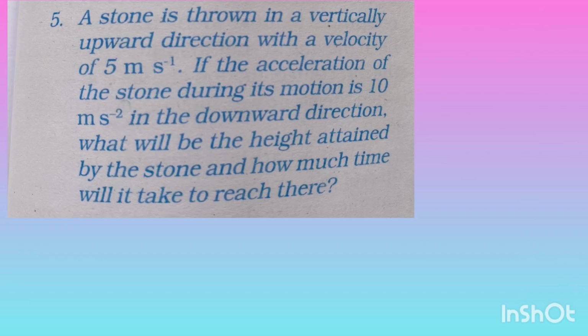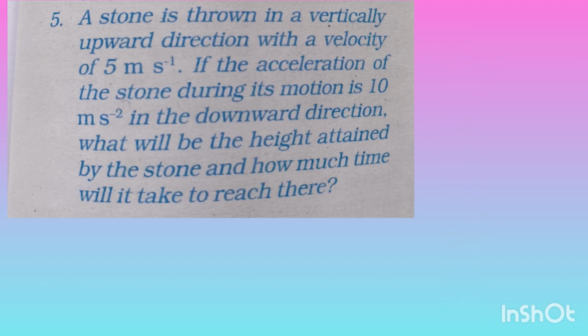Next question. A stone is thrown in vertically upward direction with a velocity of 5 meter per second. So initial velocity is 5 meter per second. If the acceleration of stone during the motion is 10 meter per second square in the downward direction. Now in this case acceleration is minus 10 meter per second square. Why minus 10 meter per second square? Because when we throw anything in upward direction, its velocity goes on decreasing. At highest point its velocity becomes 0 and then the object starts coming down.